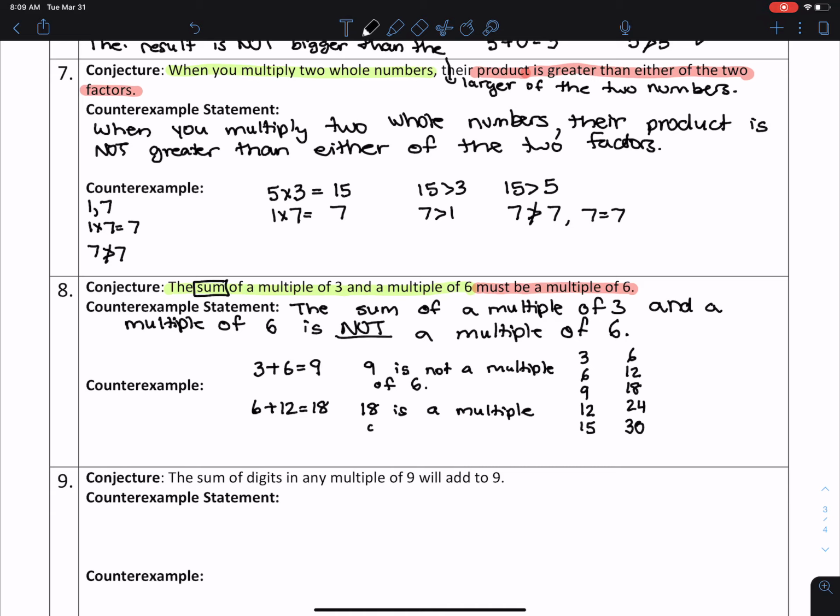So I need a counterexample to the original statement, or I can look at my counterexample statement and try to find one that is not a multiple of 6. So I'm going to say 3 and 6 are my numbers. 3 plus 6 is 9. 9 is not a multiple of 6.